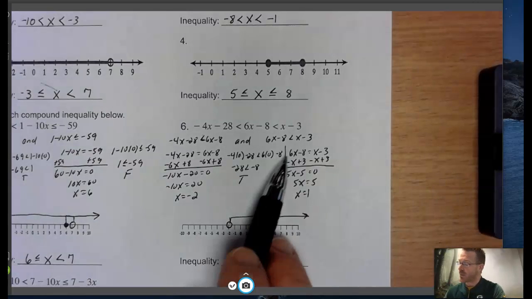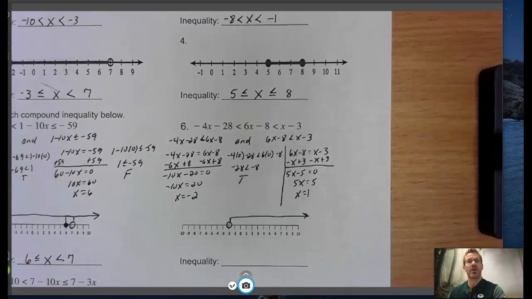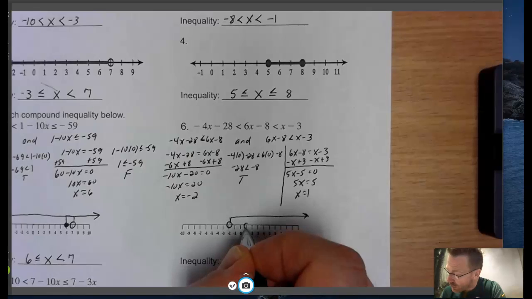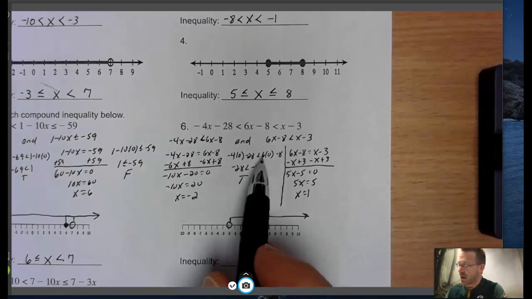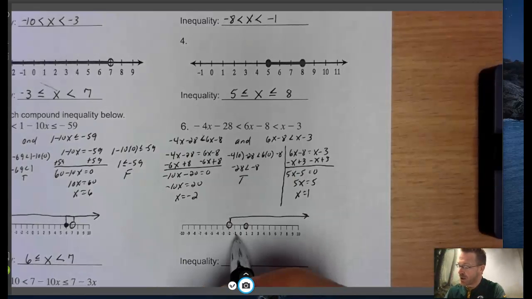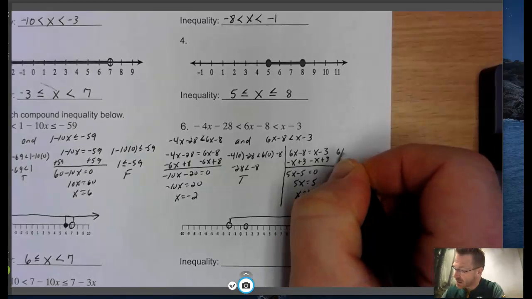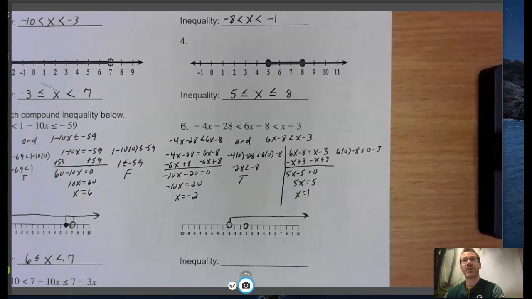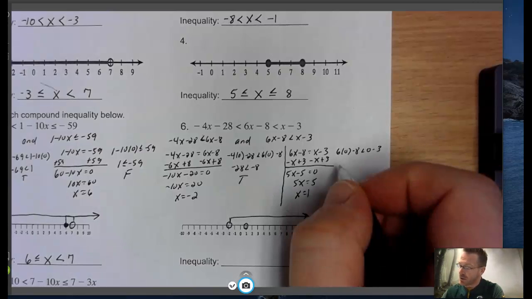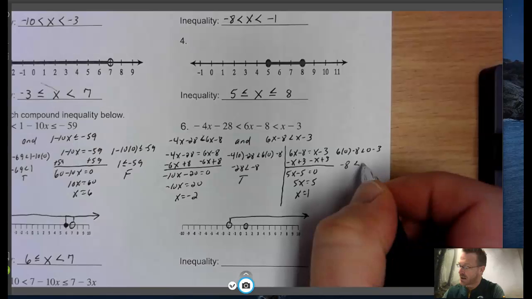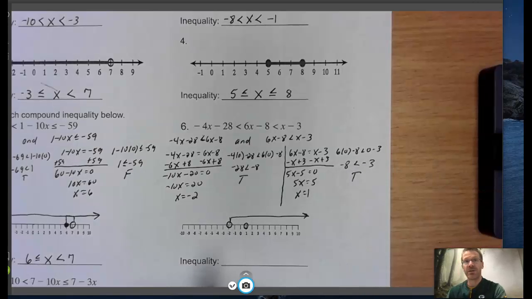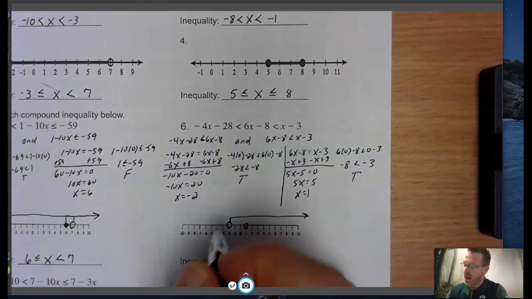We go back up here. We have a less than symbol, so we know that's going to be an open circle. So I'm going to have an open circle on 1. Now I have to test and see which way to shade. So we're going to test 0 again. So I'm going to have 6 times 0 minus 8 is less than 0 minus 3. 6 times 0 is 0, so I get negative 8 is less than negative 3, which is a true statement. So 0 is on the left, so I want to shade to the left.